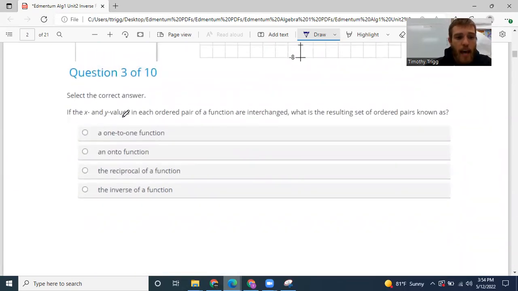Question 3: if the x and y values in each ordered pair of a function are interchanged, so changing x for y and y for x, what is the resulting set of the ordered pairs known as? That's your inverse function. That's what we're talking about.